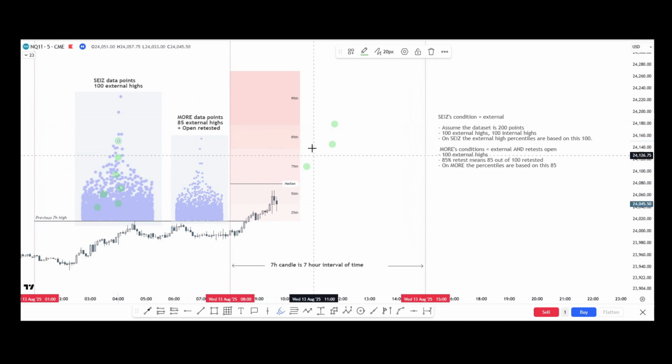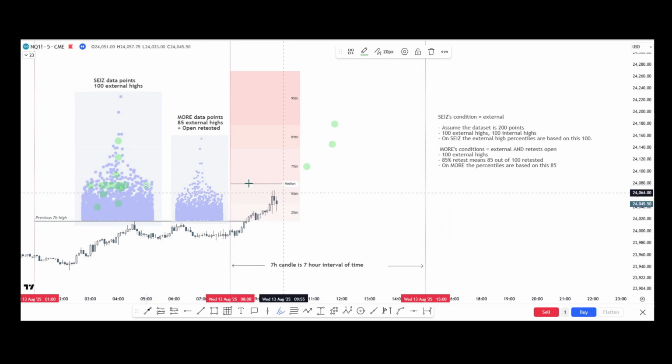So then the percentiles are essentially categorizing it for you to show you that, okay, if we're at the median, 50% of the data previously stopped below this within this 7-hour period of time. We get up to the 85th, then 85% of the data stopped before this in this 7-hour period of time.